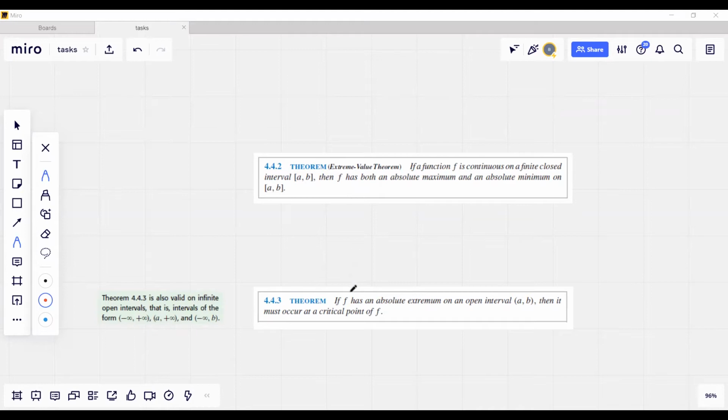And this theorem here helps us to find absolute extrema points inside of an open interval from a to b. If f has an absolute extremum on an open interval from a to b, then it must occur at a critical point of f. So it must occur at either stationary points or points where our function is not differentiable. This theorem is also valid for infinite open intervals, so intervals of the type from minus infinity to plus infinity, from a to plus infinity, and from minus infinity to b.